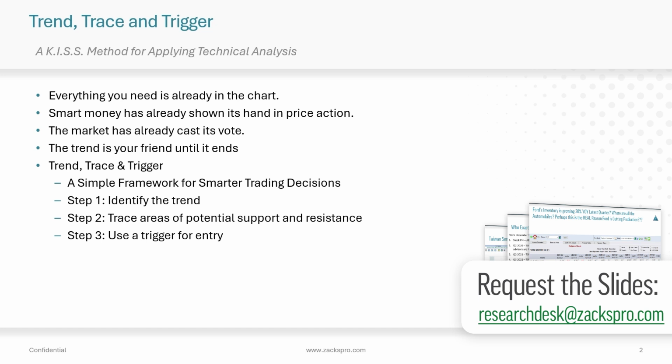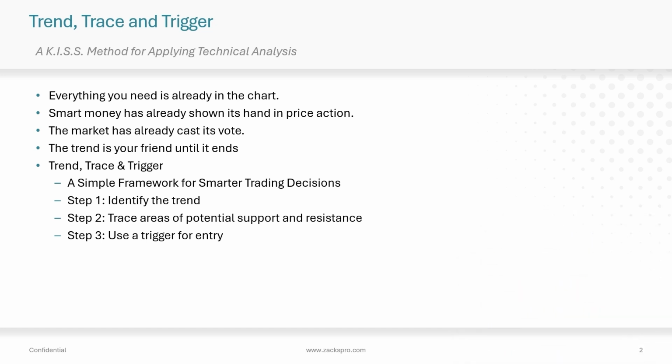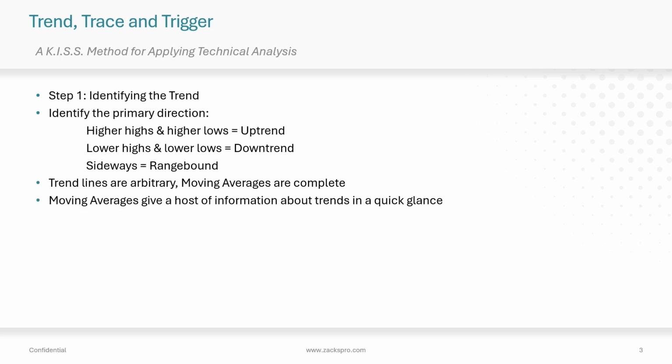So I broke that down into these three simple steps of trend, trace, and trigger. It is a simple framework for smarter trading decisions. Step one, as the name implies, is to identify the trend. Step two is to trace areas of potential support and resistance. And step three is to use a trigger for entry. So, step one, identifying that trend.